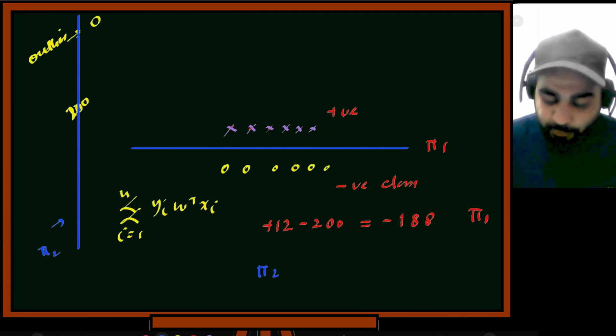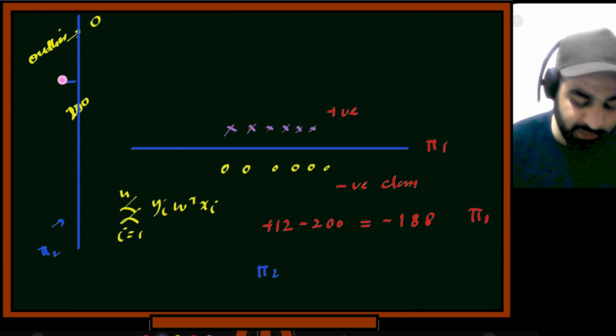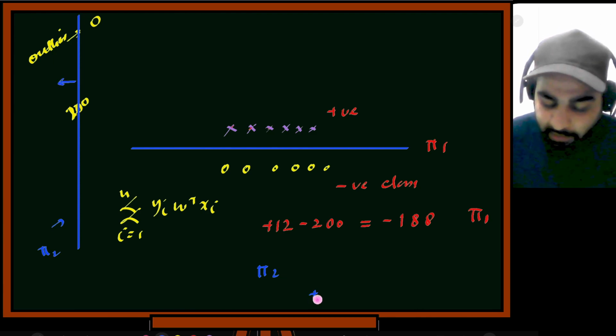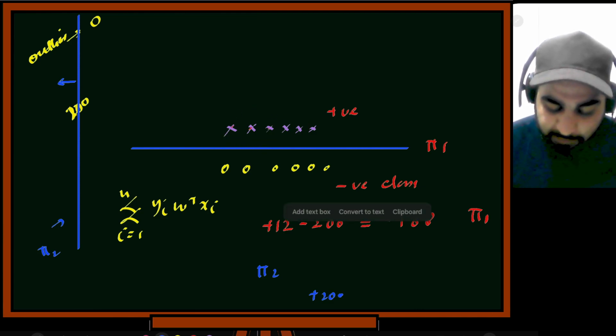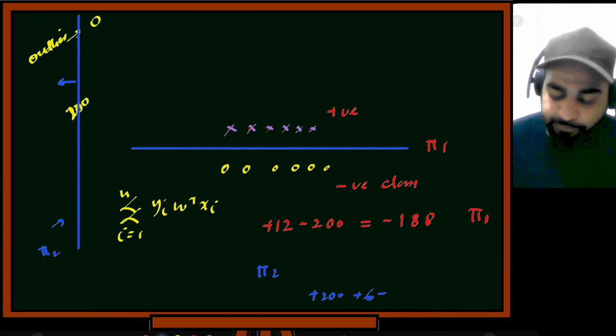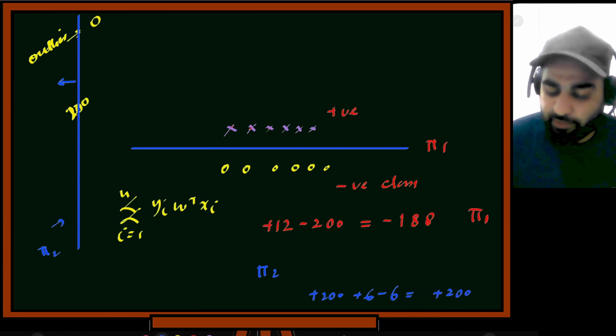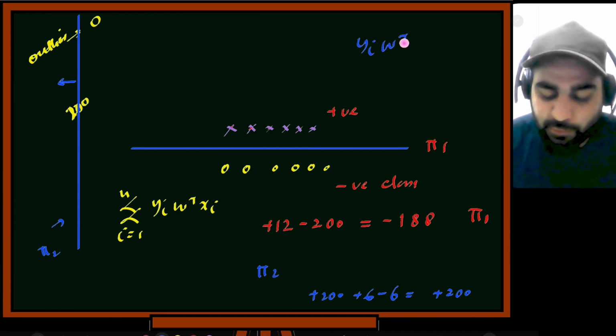For pi 2, you see that this point is correctly classified now because it's on the negative half space. This is the positive half space, so this is plus 200. Then these points are also classified correctly because this is the negative half space. So these points 1, 2, 3, 4, 5, 6, minus 6. So this is plus 200 value. Now from our algorithm, from this yi W transpose xi, you have to maximize this.